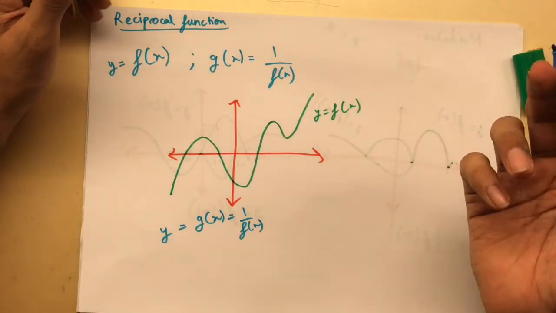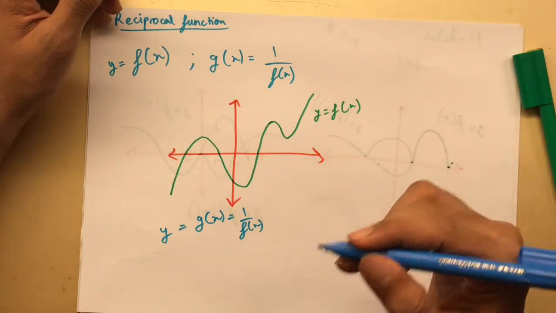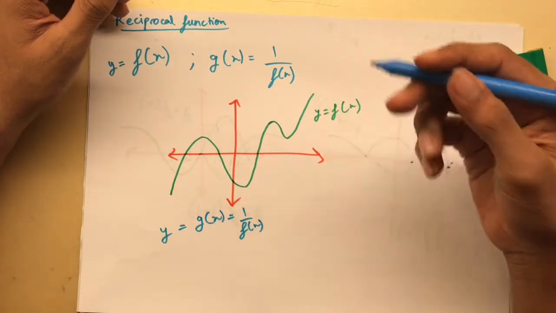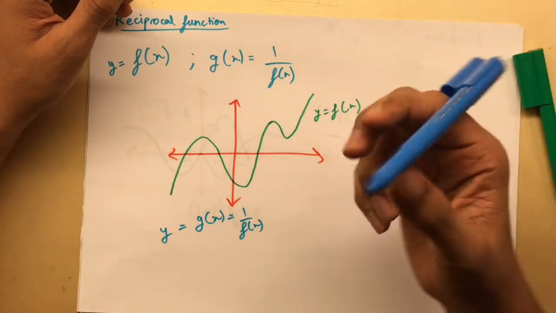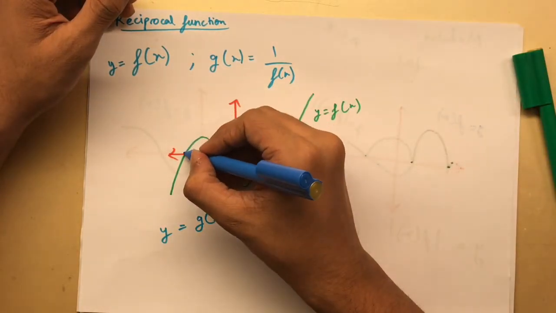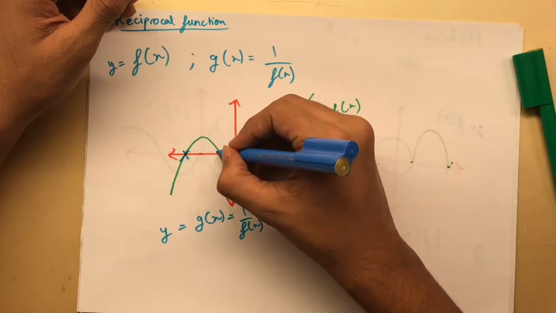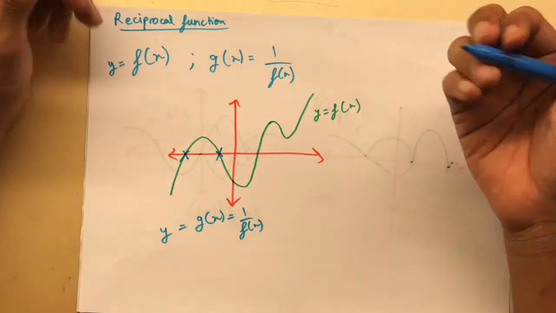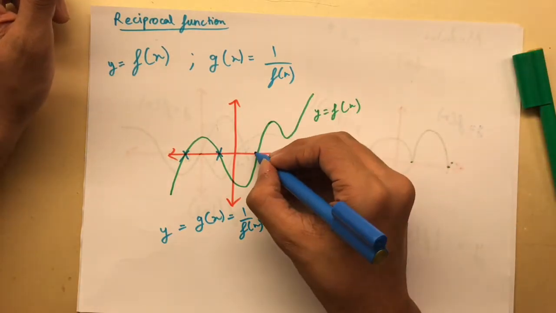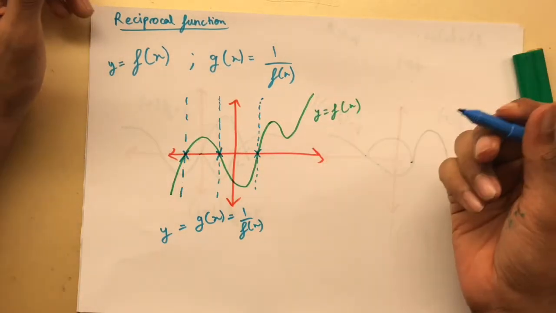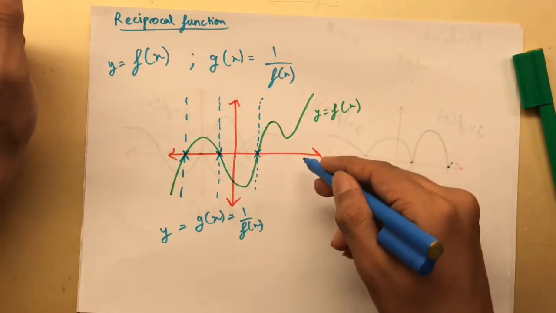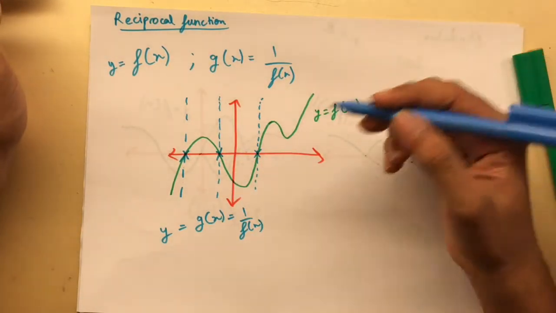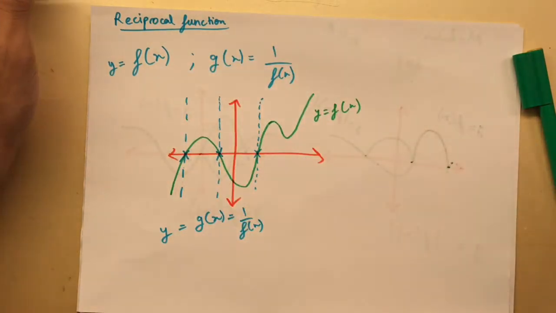So first things first, we know that 0 cannot exist at the denominator. So everywhere where 0 exists, there would be an asymptote. And as the denominator approaches 0, the function gets very large, as I have explained in my previous video. f of x is equal to 0 wherever it intersects the x-axis. So we mark x wherever it intersects the x-axis and make these asymptotic lines.